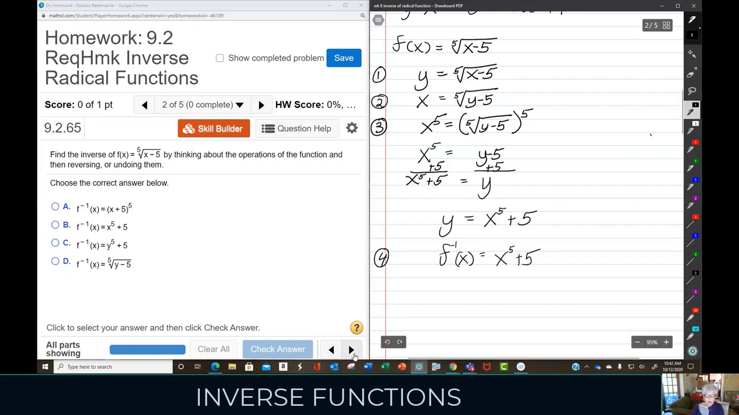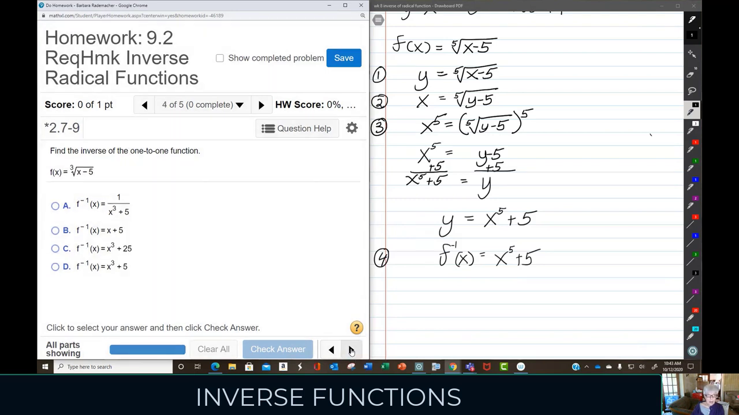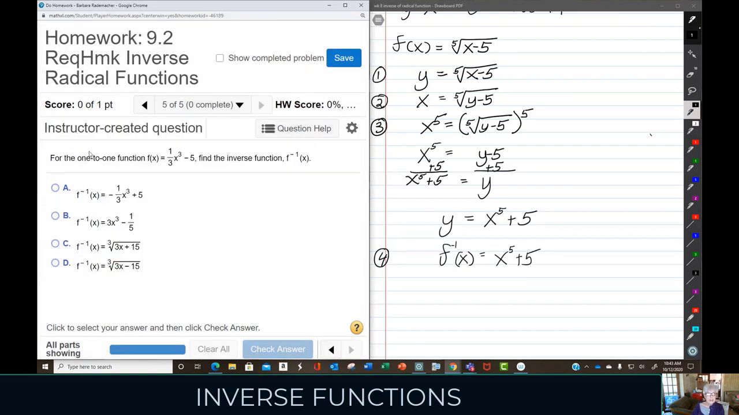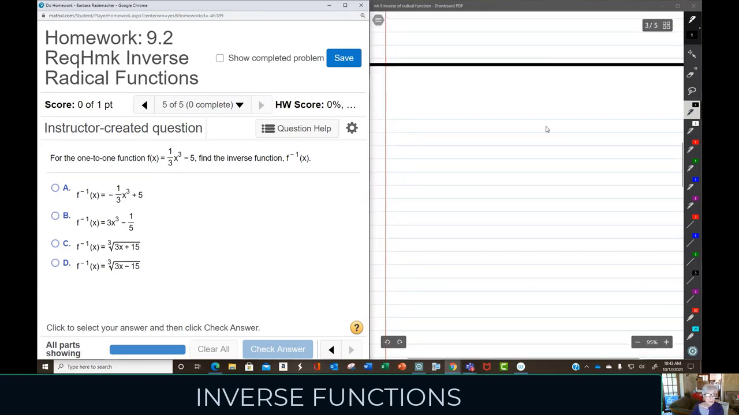Okay, let's do one more. Let's see if there's a super hard one in here. Let's do this one. Actually, though, I'm going to do this one, then I'm going to go back. And I hear my dog waking up.